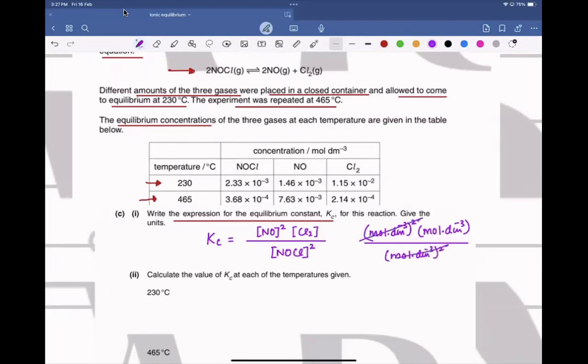So these two will cancel out. So the unit will be mole per dm cube. Is this clear? Yes, is it clear to all of you?